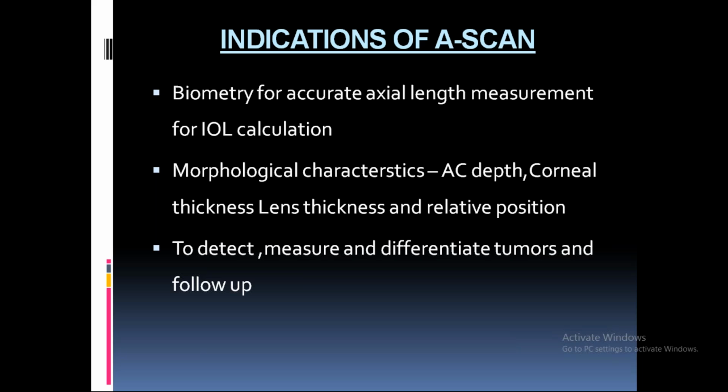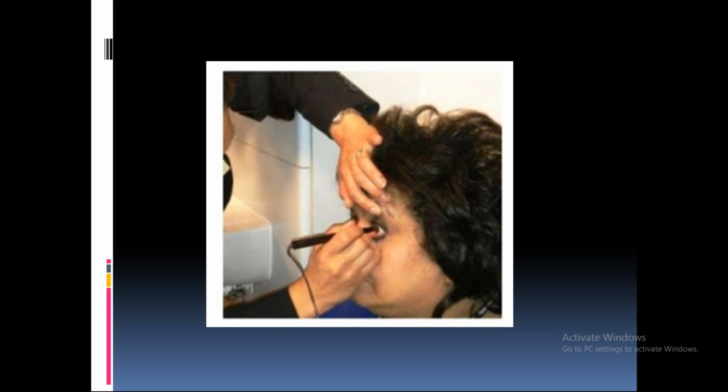Indications for A-scan: biometry for accurate axial length measurement for IOL calculation, morphological characteristics, AC depth, corneal thickness, lens thickness, and to differentiate tumors and follow up. This is how we perform the A-scan.